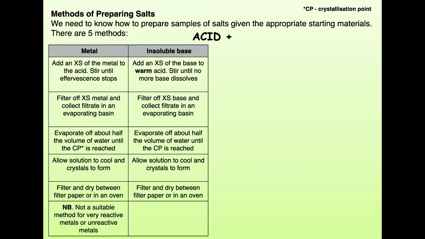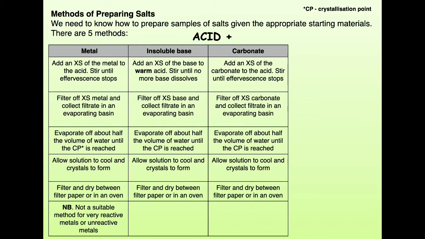Next one, acid plus insoluble base, typically a metal oxide. A similar kind of process: we add an excess of the base to warm acid this time, because this reaction is quite slow at room temperature. We stir it and keep adding the base until no more base dissolves. We'll see the solid present in the liquid mixture. Then we filter off the excess base, collect the filtrate in an evaporating basin, and follow the same procedure as before.